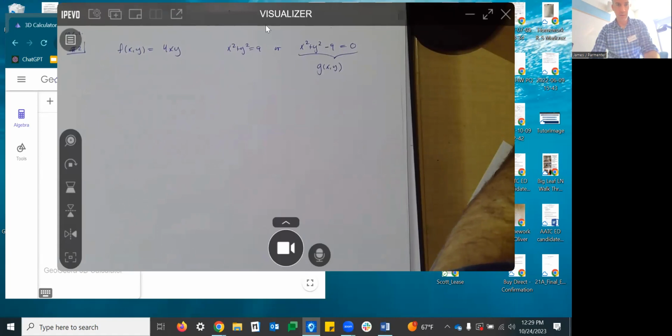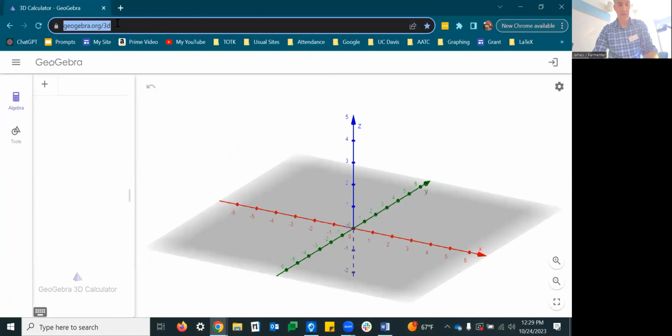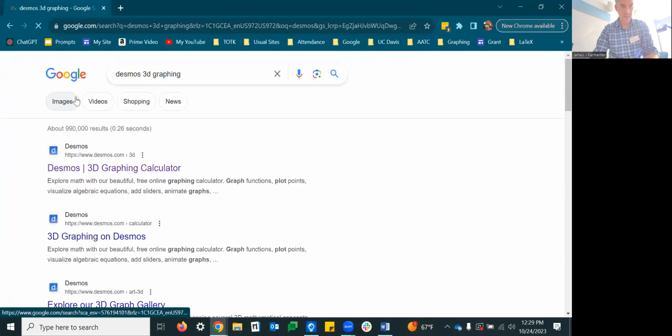I didn't want GeoGebra. I like the Desmos. The new Desmos 3D one is, I think, pretty good.